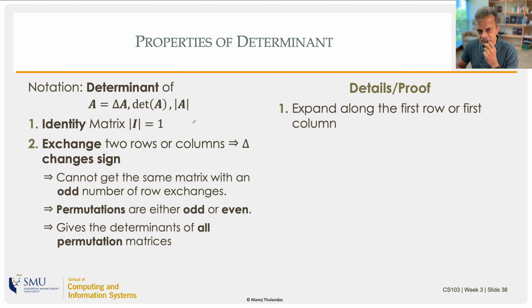So that's interesting. And this is probably the kind of thing that you might come across in discrete mathematics. And you can also say that permutations will have to be either odd or even, depending on whether the determinant is negative or positive. It actually specifies the determinants of all permutation matrices, because if it is odd, then it has to be -1. If it is even, it is 1, which is quite nice.